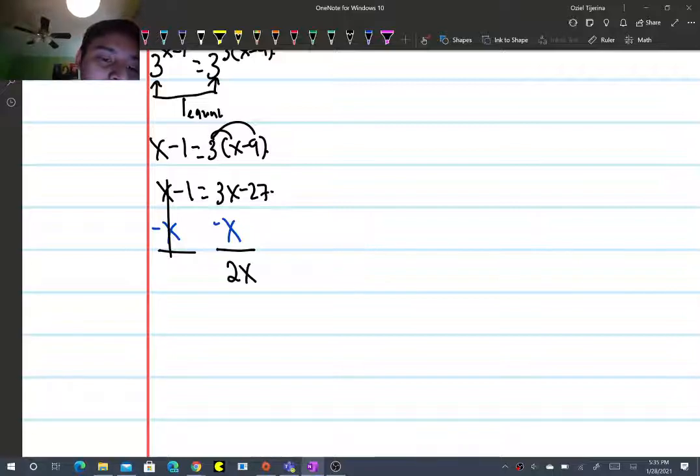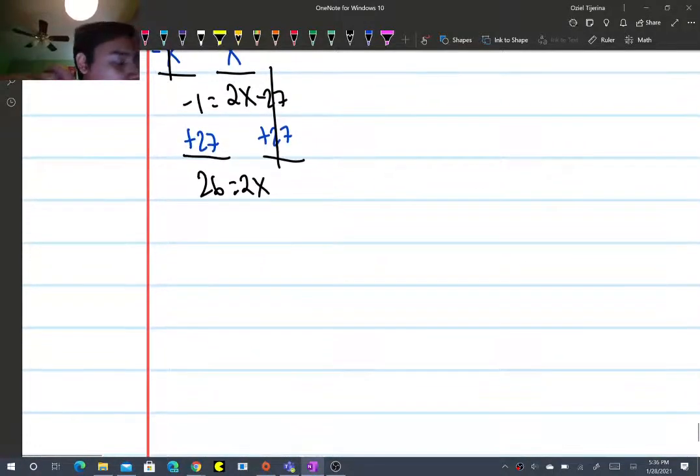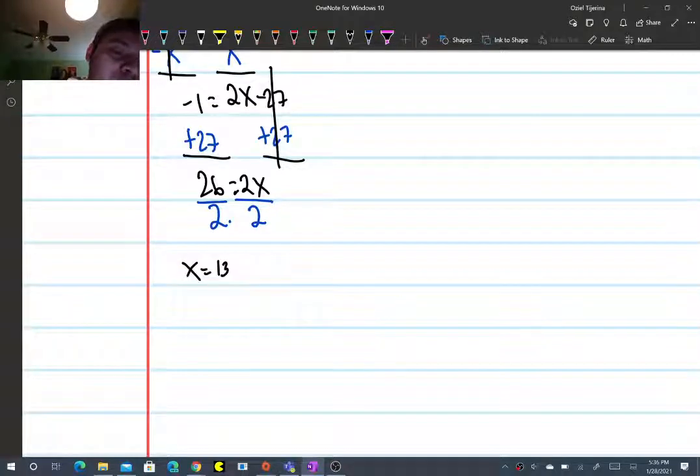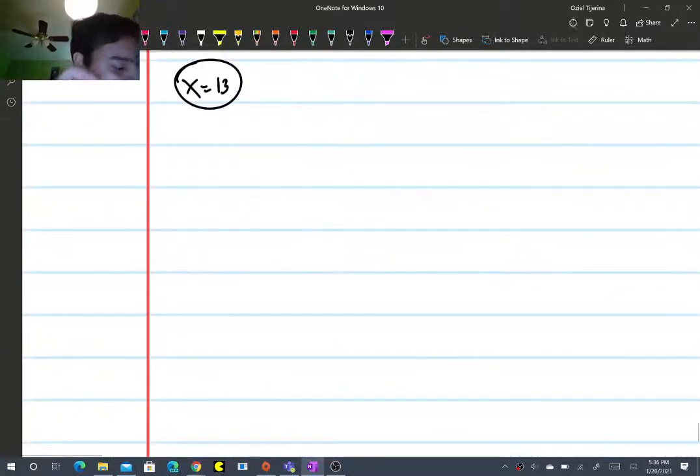You will get 2x minus 27 equals negative 1. And then you will add 27 to both sides. You're going to get 26 equals 2x. This cancels out. And then you're going to go ahead and divide by 2 on both sides. And then you will have x equals 13. Okay, so on to the next one.